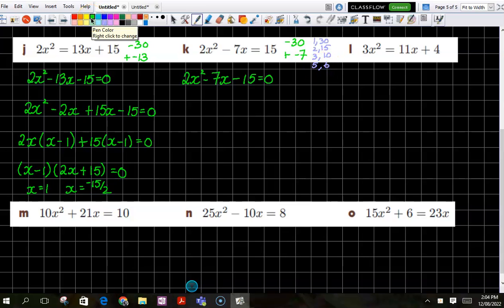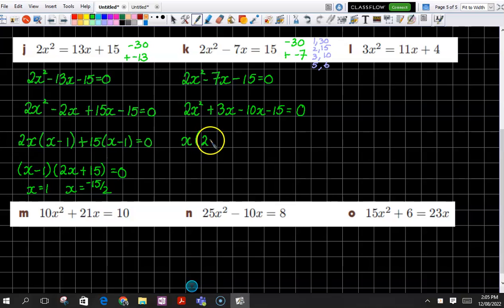Okay, so it's going to be 2x squared. It would have to be plus 3x, take 10x. Why is it plus 3 and take 10? Because you want minus 7. 3 take 10 gives you minus 7. If you had it the other way around, you'd get plus 7.